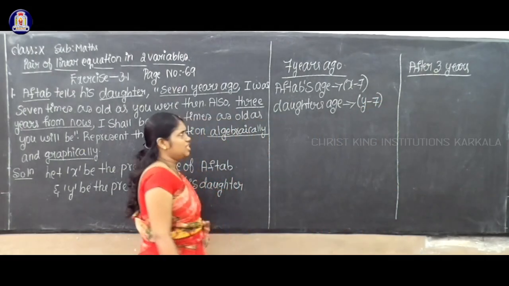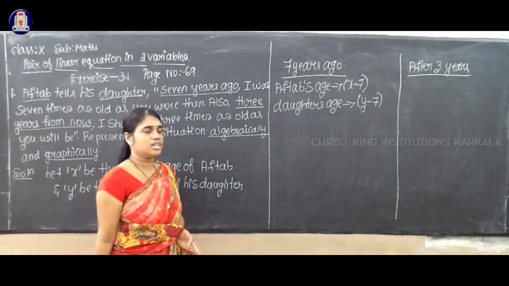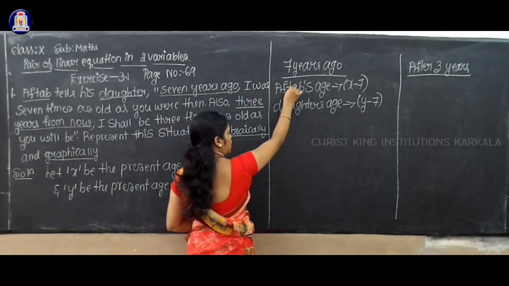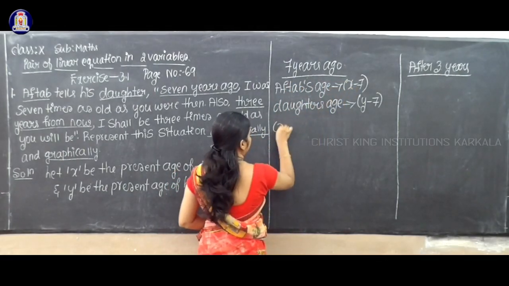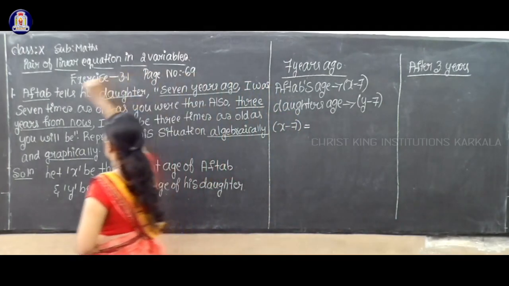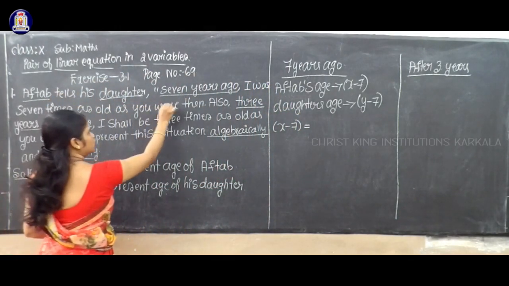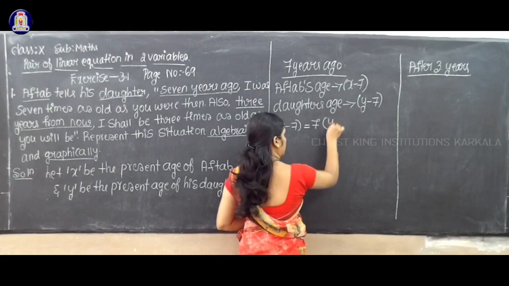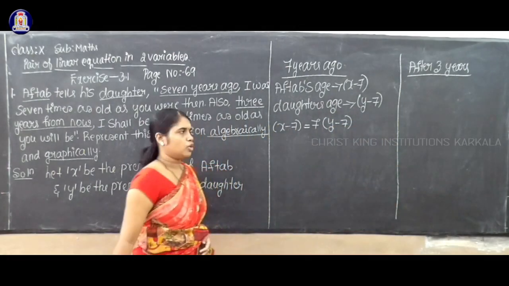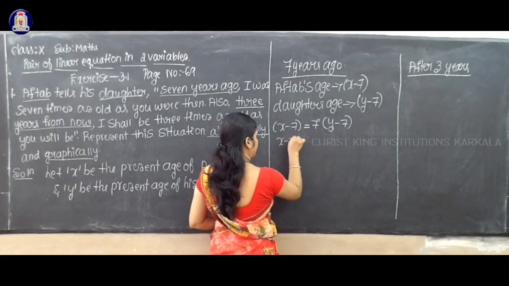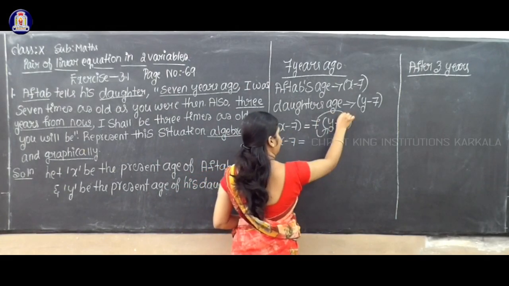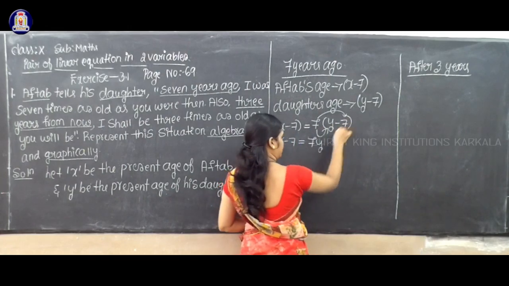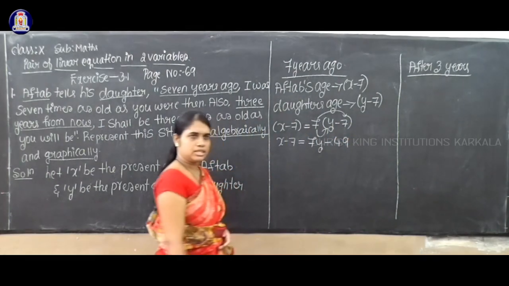Now what was the relationship between Aftab's age and his daughter's age 7 years ago? Given here: 7 years ago I was, meaning Aftab was, x minus 7. I was 7 times as old as you were then, means 7 into his daughter's age, y minus 7. So x minus 7 equals 7 into y, 7 into 7: 7y minus 49.